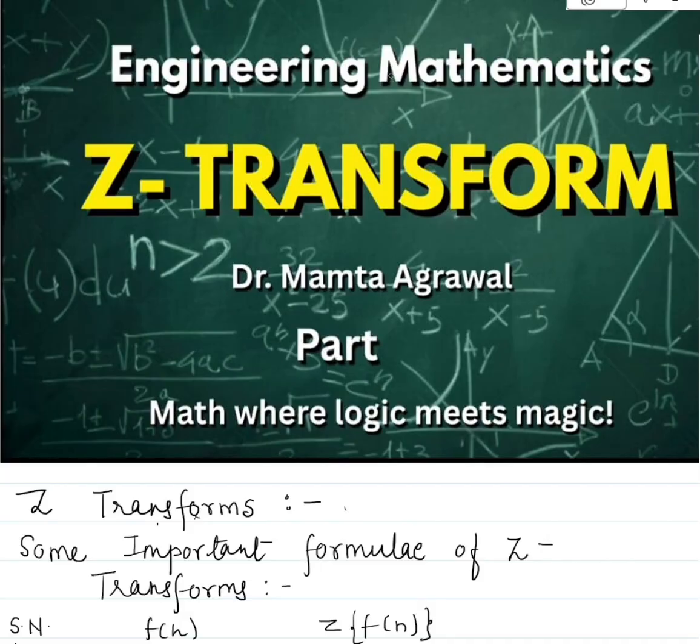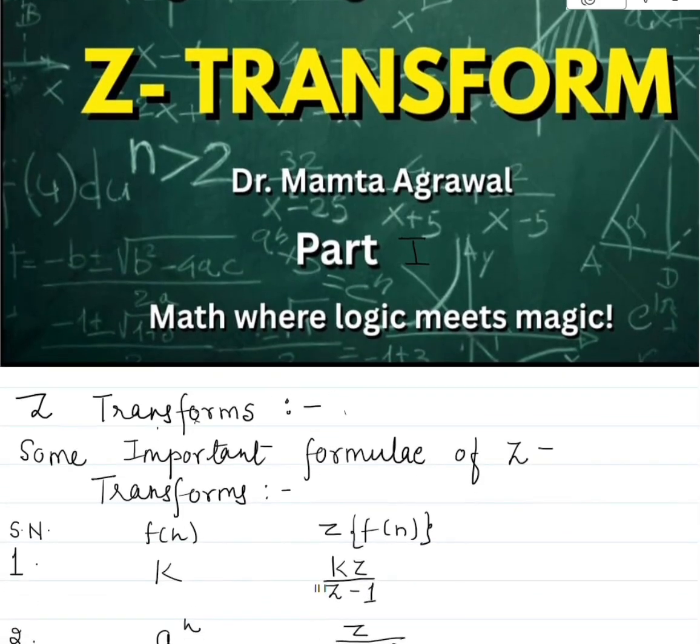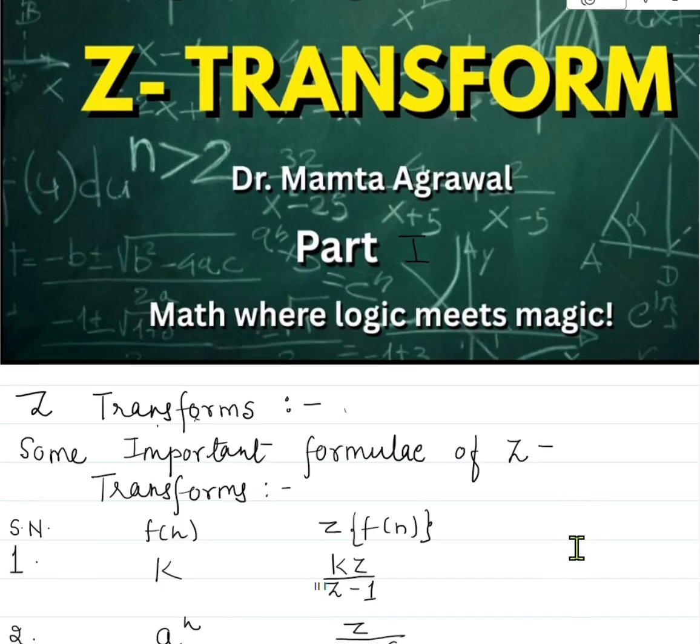So today we are going to start Z transform. This is part 1. You know what Z transforms are. The Z transform definition I already taught in the previous lecture. So from the Z transform you can find this formula list, which we are discussing today.